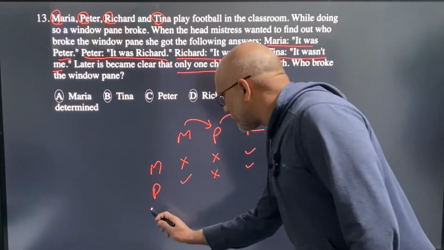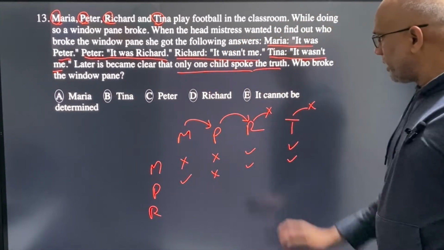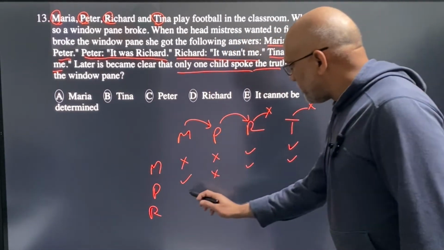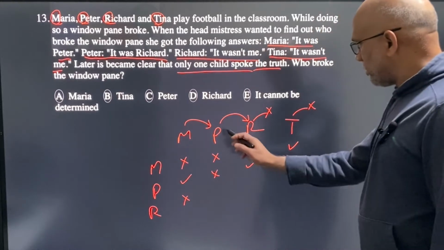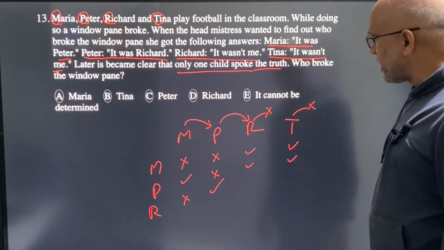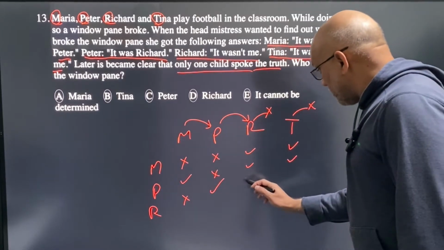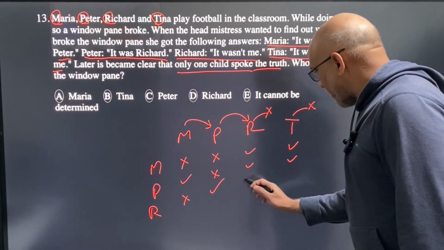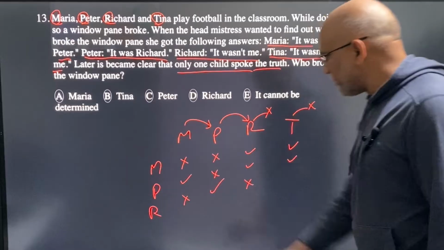Okay, now let's assume it was Richard, right? Maria is saying it was Peter, so Maria is not telling the truth. Peter is saying it was Richard, so Peter is telling the truth. Richard is saying it wasn't me, right? So Richard is not telling the truth because we are assuming it is Richard.